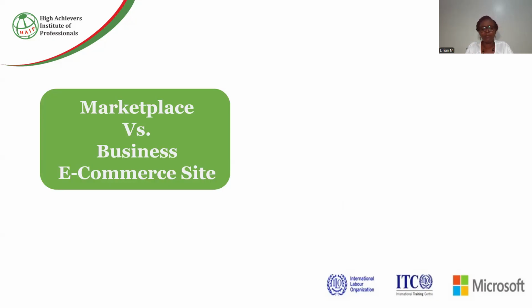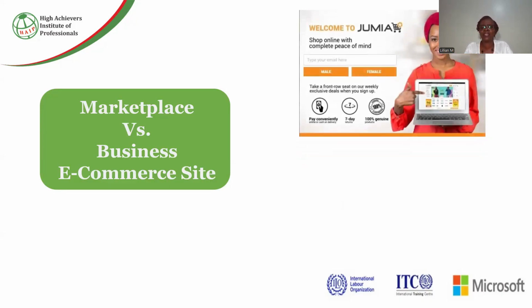Now, over and above social media, we have what we call the marketplace and business e-commerce sites. For example, there we have Jumia. Jumia is an online marketplace. Marketplaces are places where a website has been set up by a company that is the service provider, and then sellers of different goods come there and sign up to be suppliers through that marketplace. For example, if you go to Jumia, you will find everything.